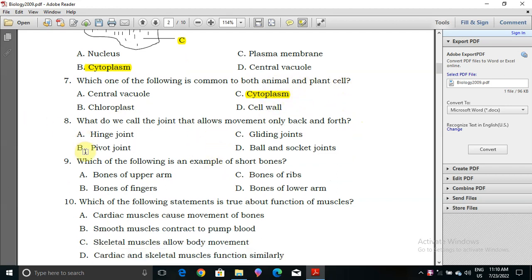Okay, now question number 8. What do we call the joint that allows movement only back and forth? We call it the hinge joint. It's also written in the grade 7 textbook.